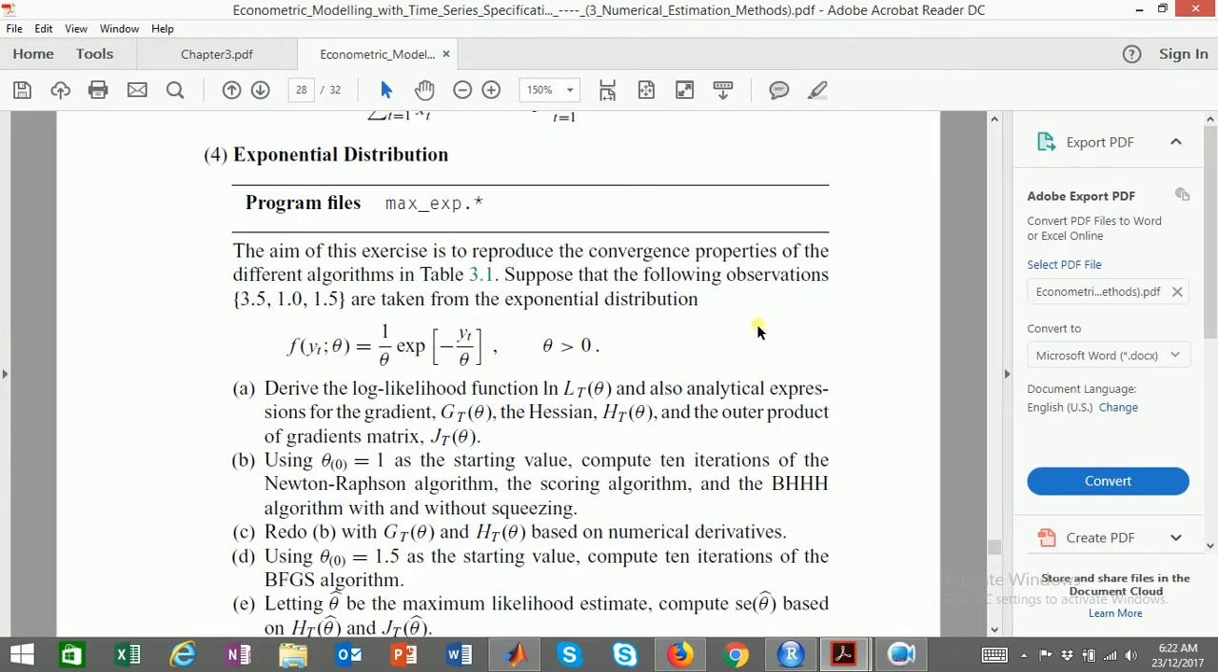The fourth problem, exponential distribution. The aim of this exercise is to reproduce the convergence properties of the different algorithms. Suppose the following observations are 3.5, 1 and 1.5. We are on page 28. Let's see the different algorithms in table 3.1.